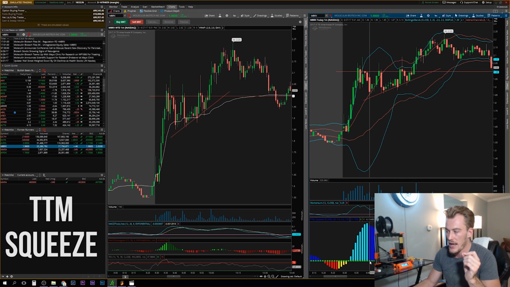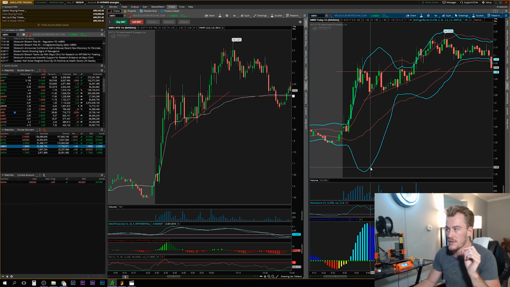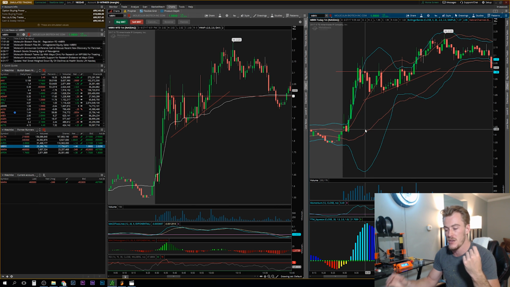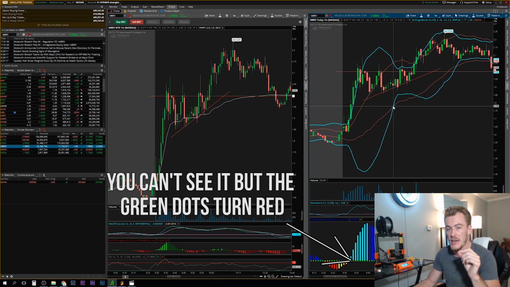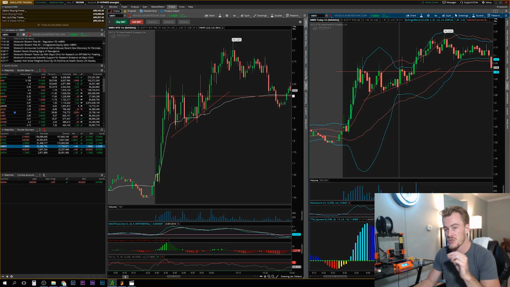However, you see these dots right here? When the dots are green, that means the Bollinger Bands are outside of the Keltner Channel. So the equilibrium is kind of harmonious, and it's not going to do anything crazy. But as the stock slows down and the volatility and the momentum slow down, the Bollinger Bands cross the Keltner Channel. And as you see, the dots turn red. When the dots are red, that means volatility is building and the stock is poised to explode either way.